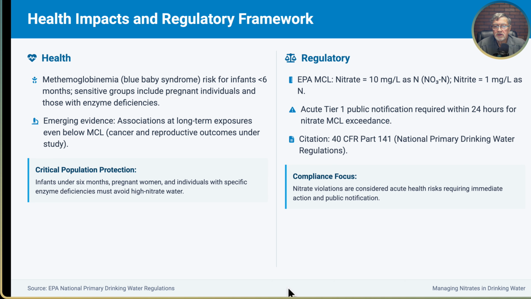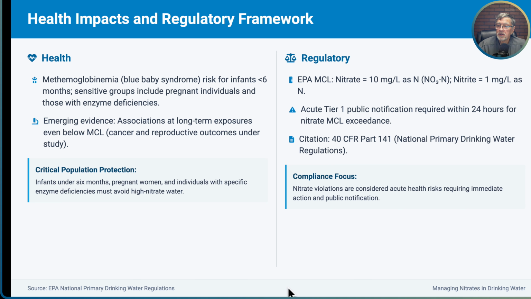Regulatory: the EPA MCL for nitrate is 10 milligrams per liter as nitrogen. There are a couple of ways to measure that. We usually measure nitrate as nitrogen, but you can measure it as nitrate as well, and there's a slightly different MCL for that. Nitrite, which is a slightly different form, is 1 milligram per liter as nitrogen. So nitrite as N is 1 milligram per liter. Nitrate as N is 10 milligrams per liter.